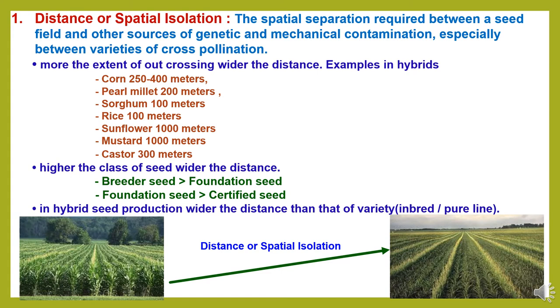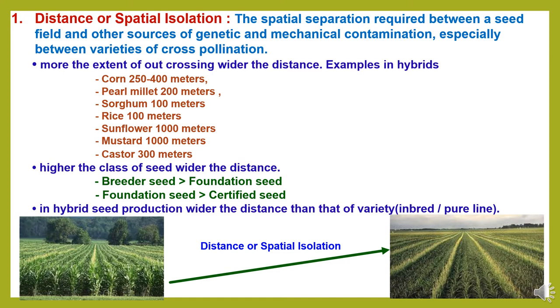Like in case of corn, the isolation distance is varying from 250 to 400 meters. In case of pearl millet, it is 200 meters. In case of sorghum, it is 100 meters. In case of rice, it is 100 meters. In case of sunflower, the isolation distance is 1000 meters. In case of mustard, 1000 meters. And in case of castor, 300 meters. So, depending upon the crop nature, we have to follow these minimum isolation criteria.